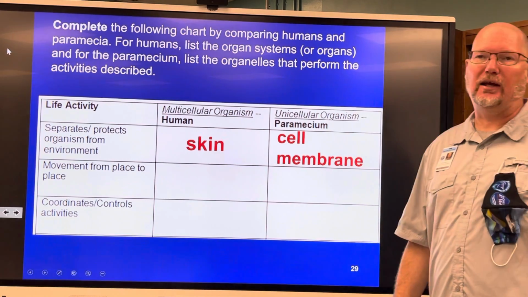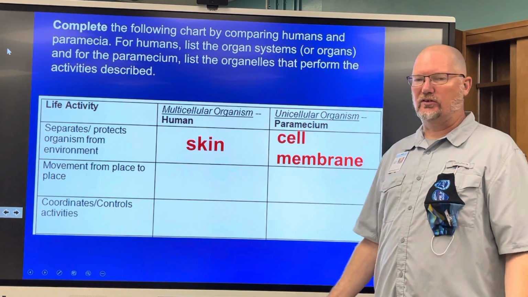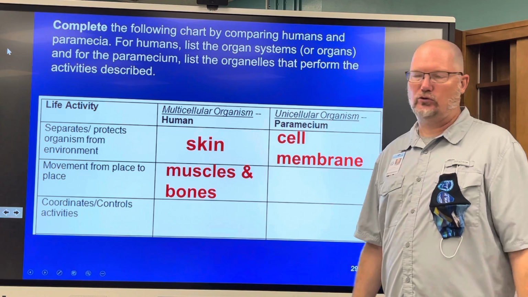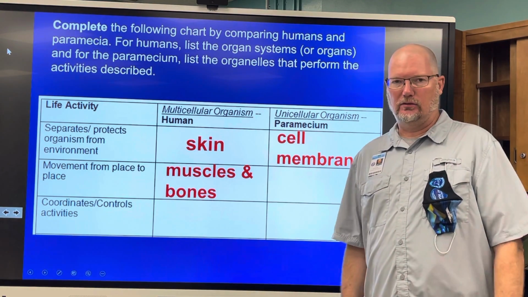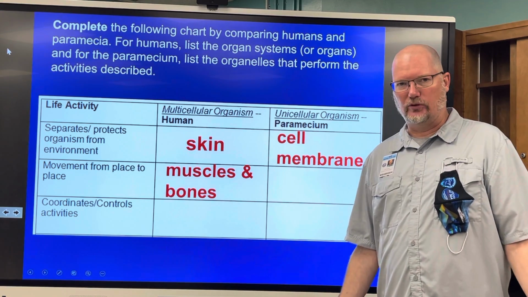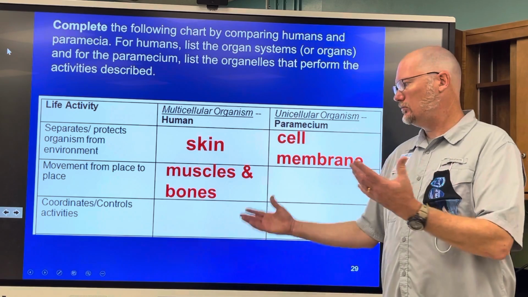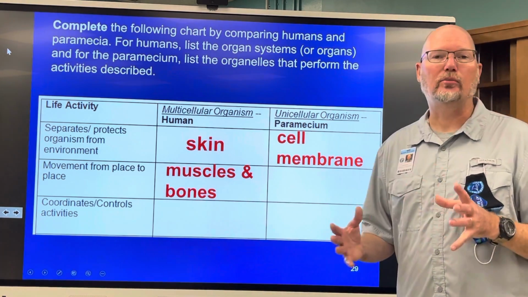Movement from place to place. We just went over this. Obviously, muscles and bones. We're talking about a leg is not an organ per se, okay? It's made up of organs. Yeah? All right. So muscles and bones propel you.